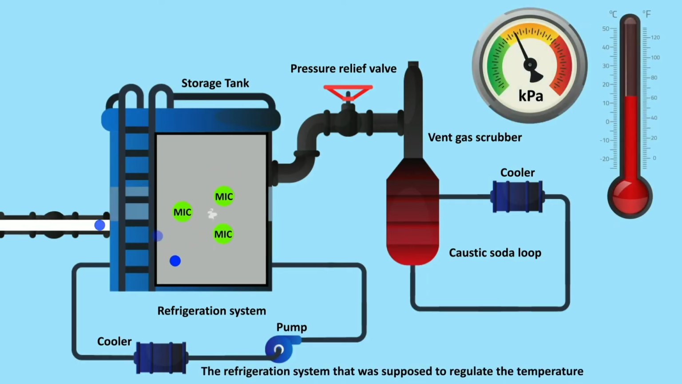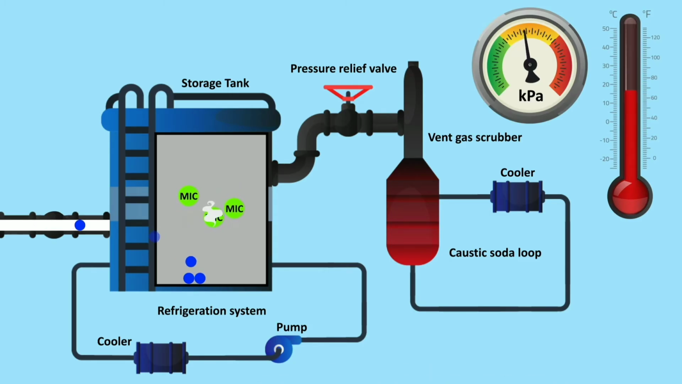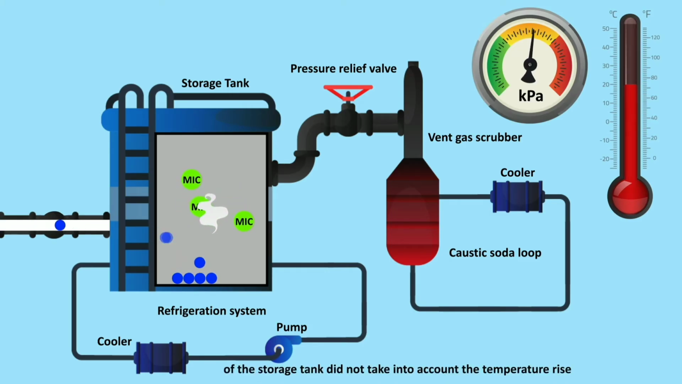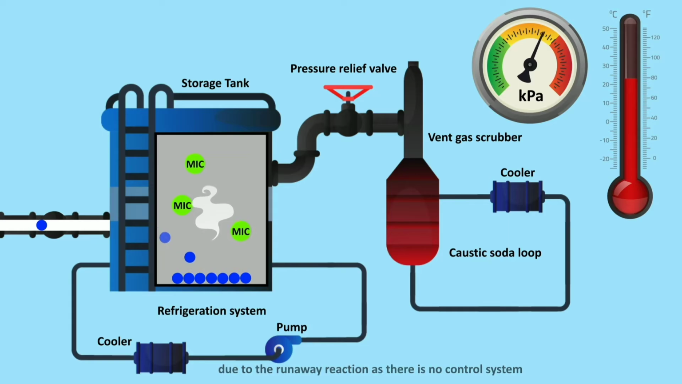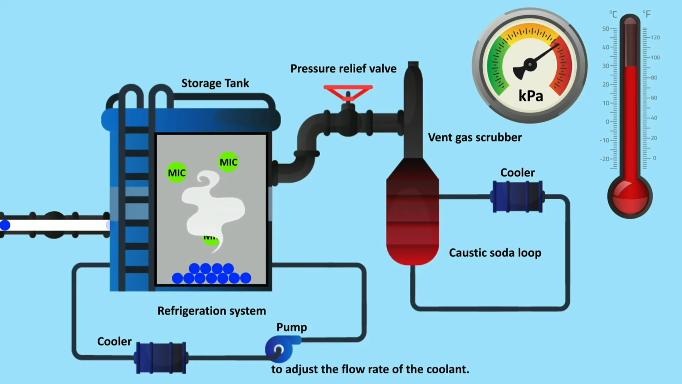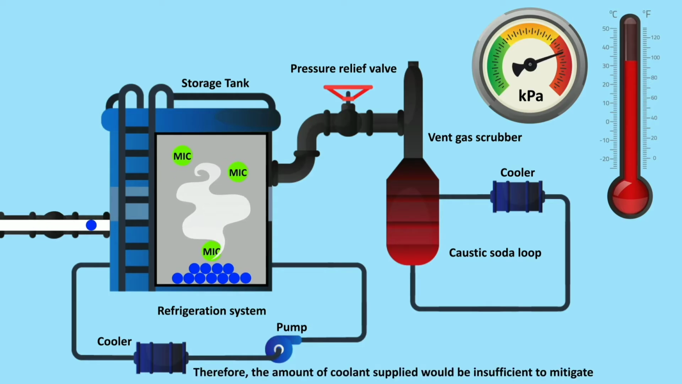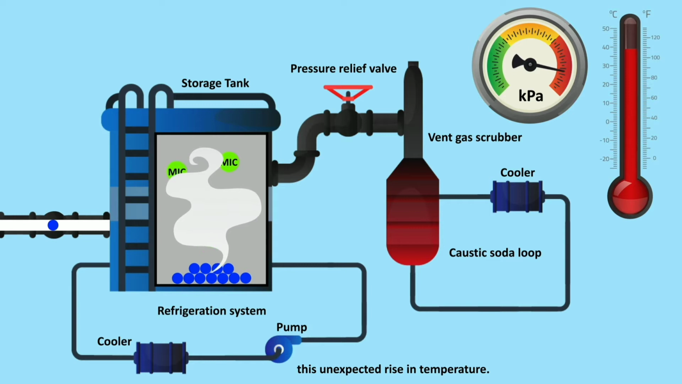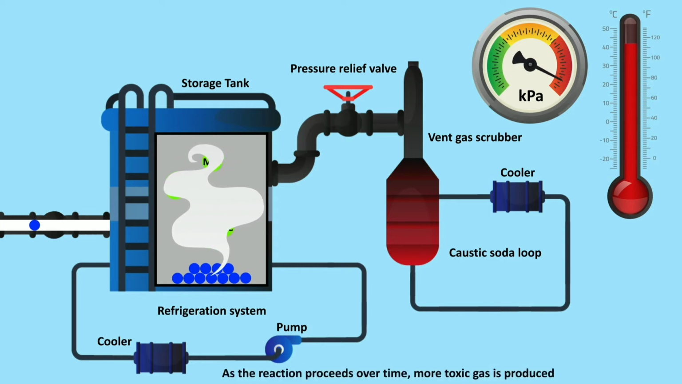The refrigeration system that was supposed to regulate the temperature of the storage tank did not take into account the temperature rise due to the runaway reaction, as there is no control system to adjust the flow rate of the coolant. Therefore, the amount of coolant supplied will be insufficient to mitigate this unexpected rise in temperature. As the reaction proceeds over time, more toxic gas is produced and the pressure in the tank increases.